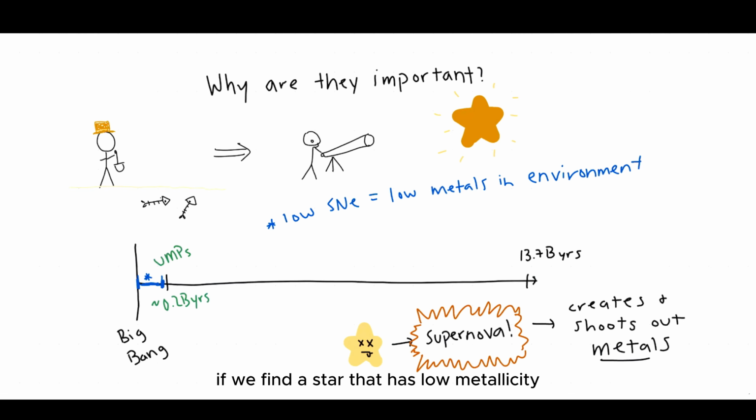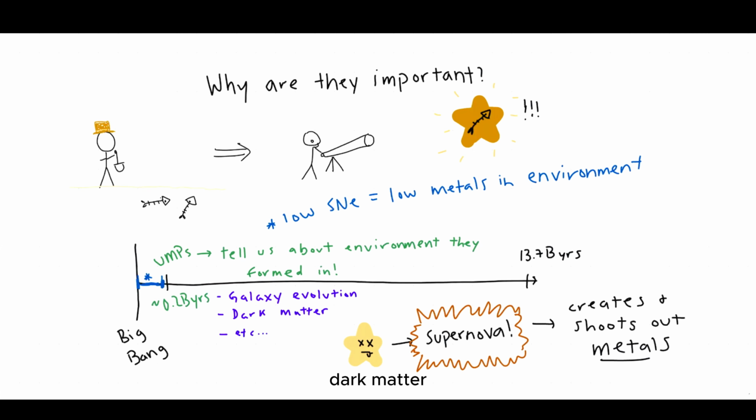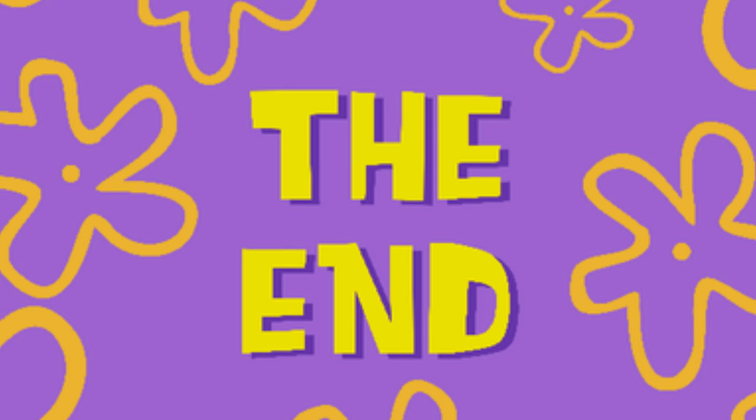Working backwards, if we find a star that has low metallicity, we can say that it's a really old star because it got created before tons of supernovae released metals into the cosmos. This makes these stars pretty much like fossils, but in space. We see now that ultra-metal poor stars tell us about the environment that they were born in. And in turn, learning about the environment that we're formed in can inform us about galaxy evolution, dark matter, and maybe we can even solve some of the most pressing questions in cosmology.